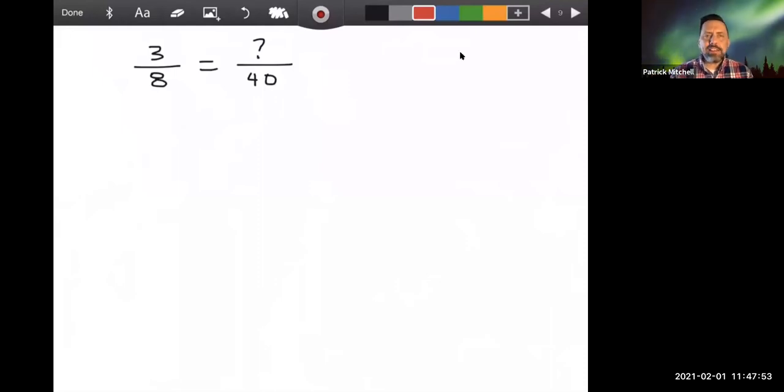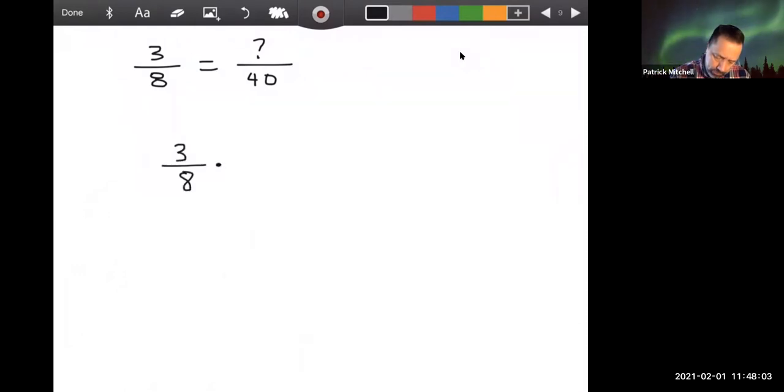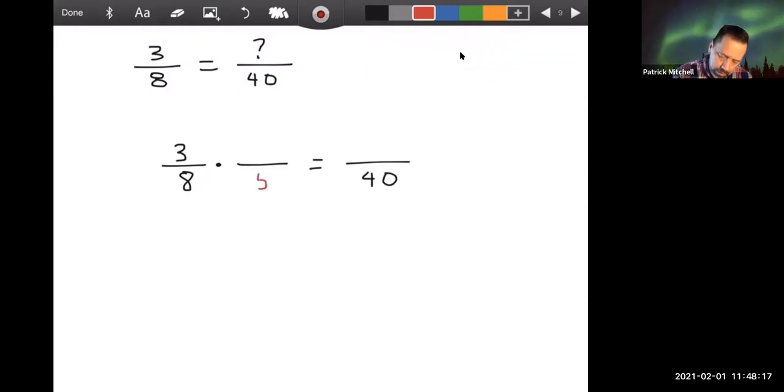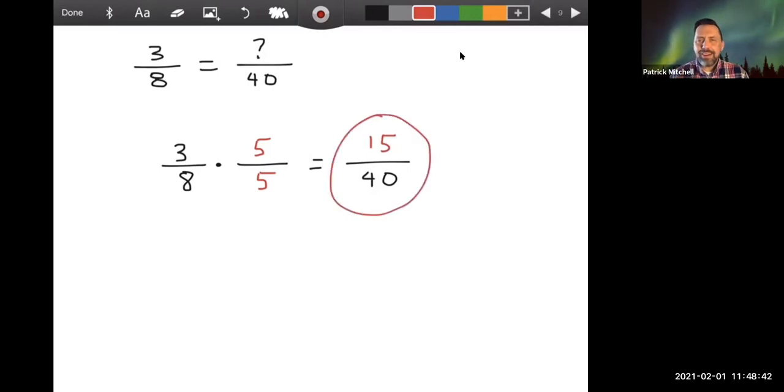Okay, so to rewrite 3/8 as an equivalent fraction with denominator 40, all you do is, I like to set it up like this. You think to yourself, 8 times what equals 40? And the answer, of course, is 5. And then if I'm going to put a 5 there, I have to put a 5 there. 5 over 5 is equal to 1. So if I multiply 3/8 by 1, it does not change the value of the fraction. That's very important. And so the equivalent fraction with denominator 40 would be 15 over 40. 3 times 5 is 15. And that's what you do.